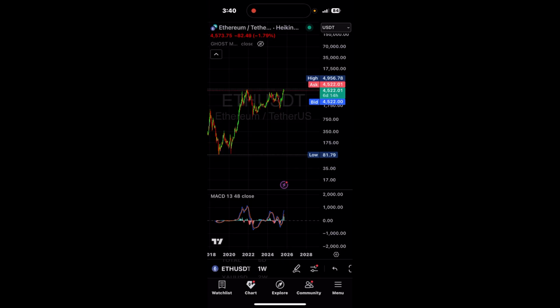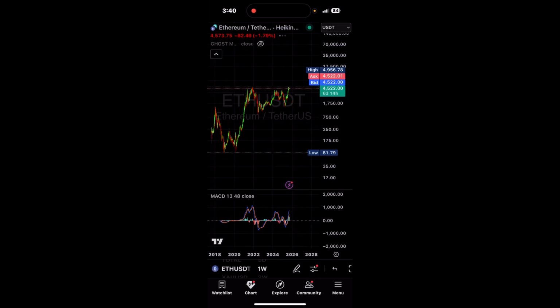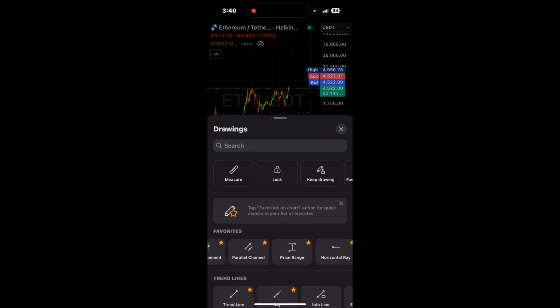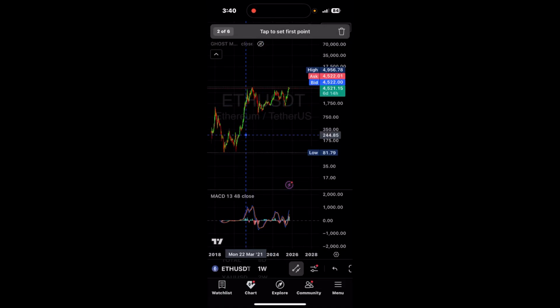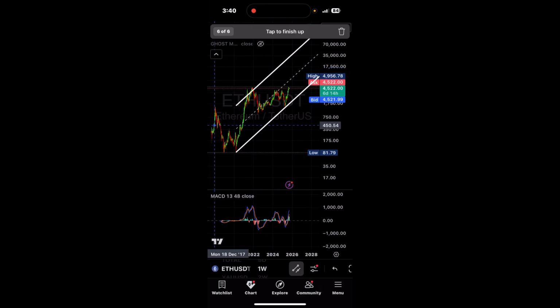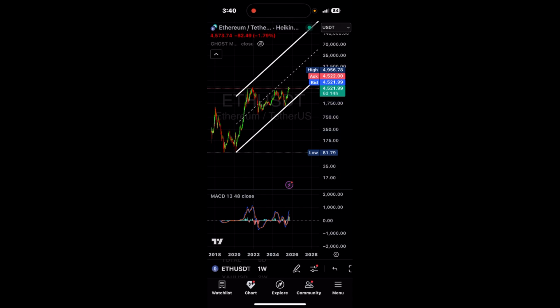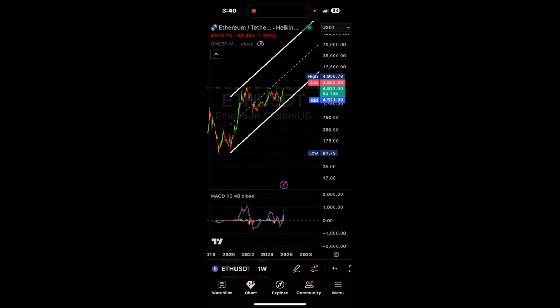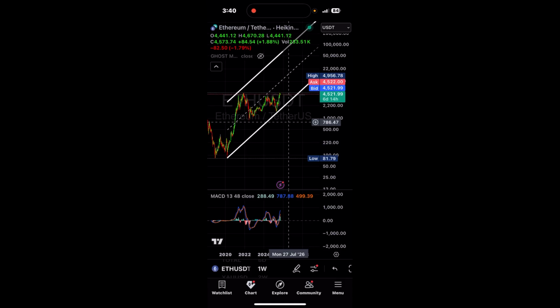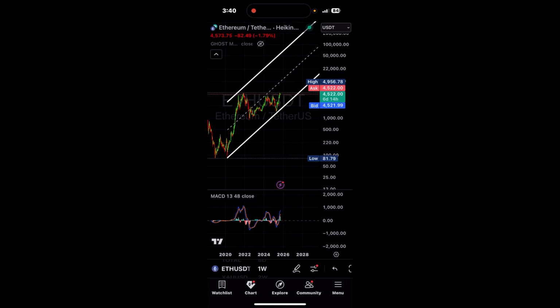So I see it right away on the weekly here. So go to our parallel channel, and we go from here all the way up to here, and then we drag it all the way to the top, the highest wick that we have. And then you make your judgment, and we see on the weekly that we are in a bullish moment.